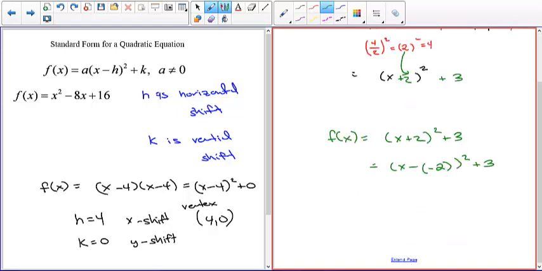So now that's in standard form, and so it's easy to see that h is equal to negative 2 and k is equal to 3. This is h, x minus h, and then k is this thing we add on here. So the coordinates of the vertex are going to be negative 2 comma 3. The equation for the line of symmetry is x equals negative 2, the axis of symmetry.